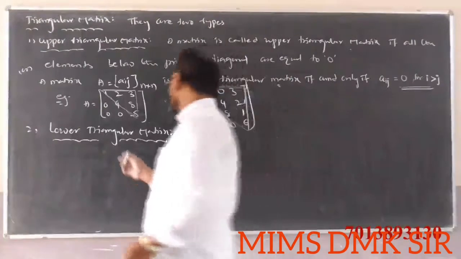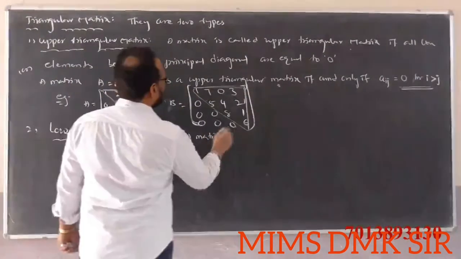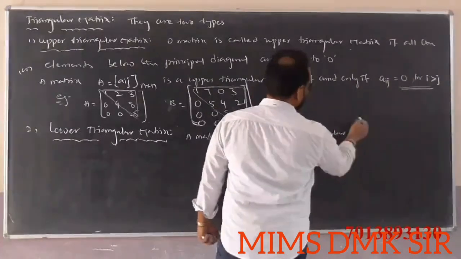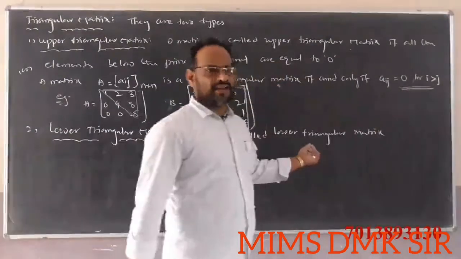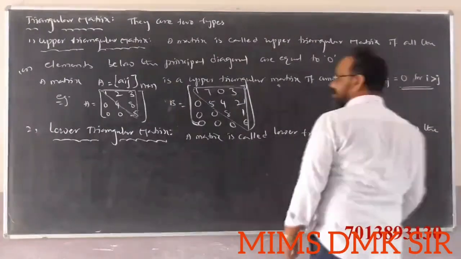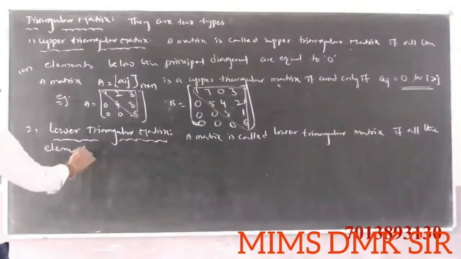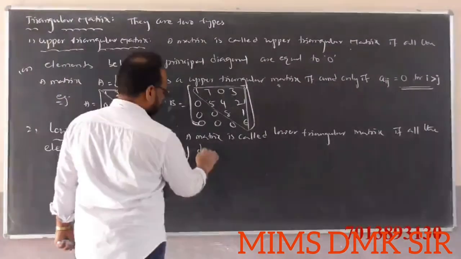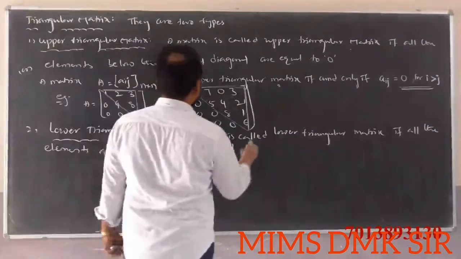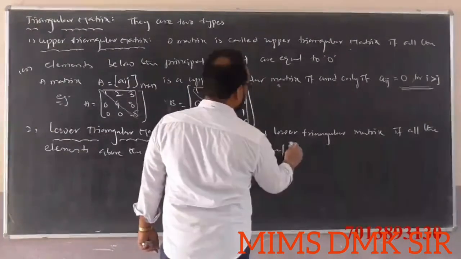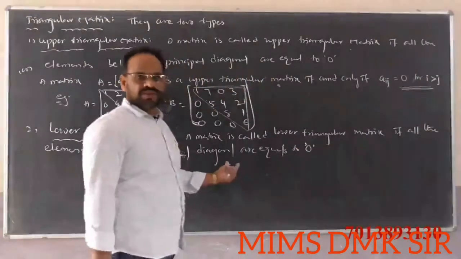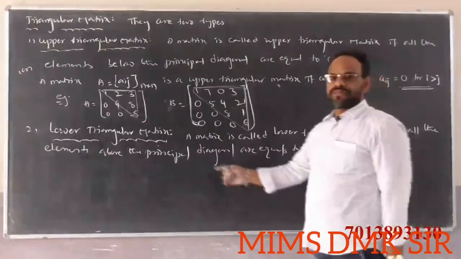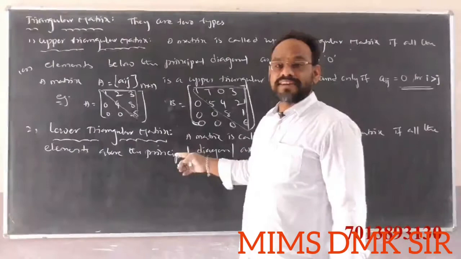Lower triangular matrix. Observe here, a matrix is called lower triangular matrix if all the elements above the principal diagonal are equal to 0. Above the principal diagonal, all the element values are 0.